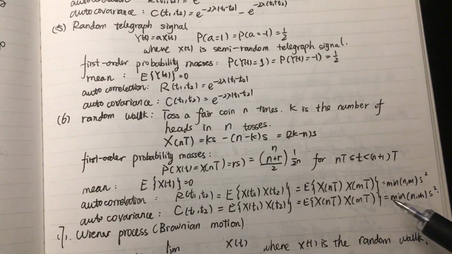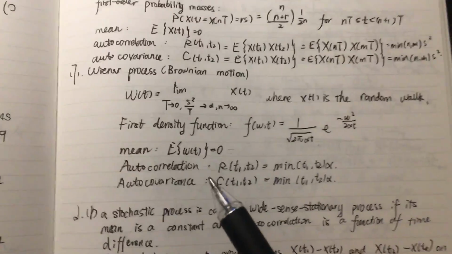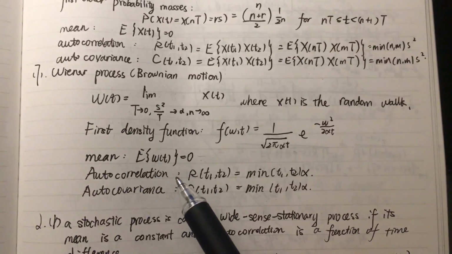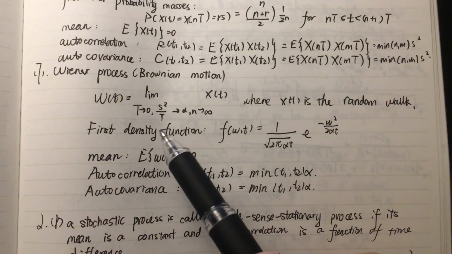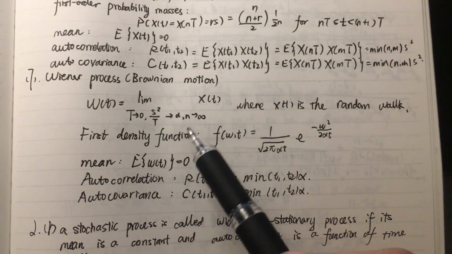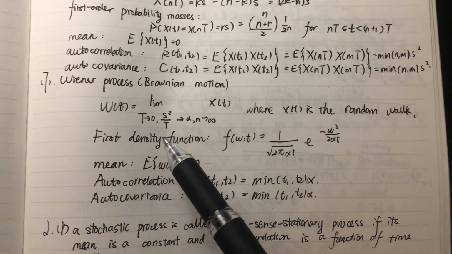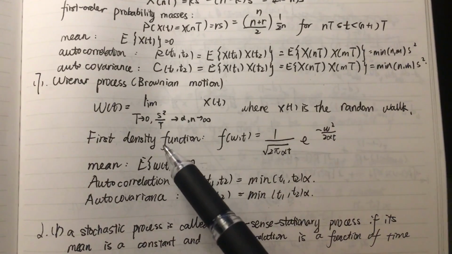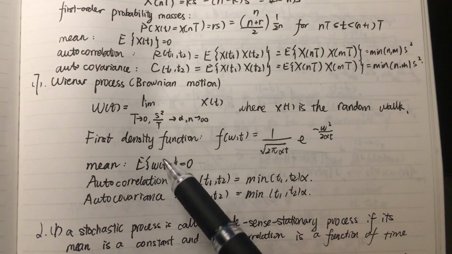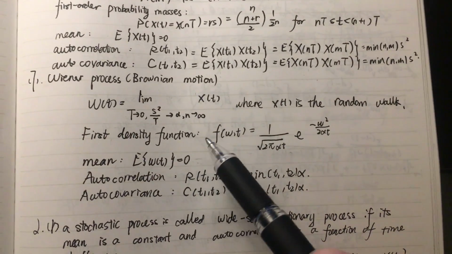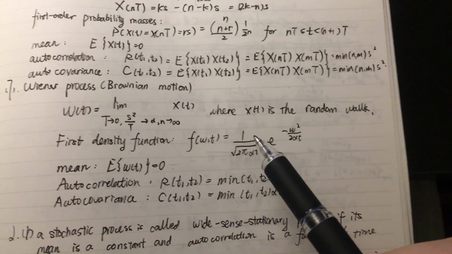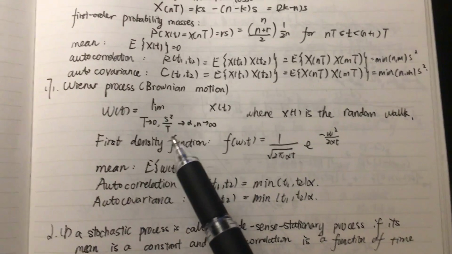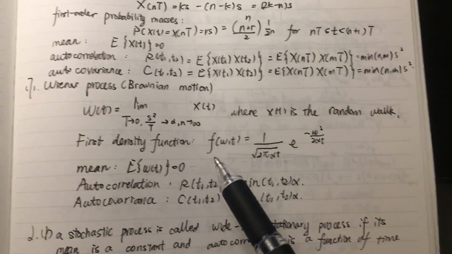The seventh is the Wiener process, and the Wiener process is w of t, where we define it as a limit of x of t when capital T is approaching 0, s squared over T is approaching alpha, and n is approaching infinity. And also x of t is a random walk in this equation, and it has the properties here.